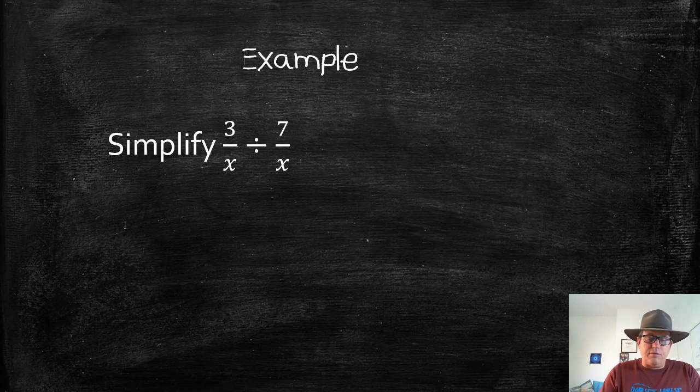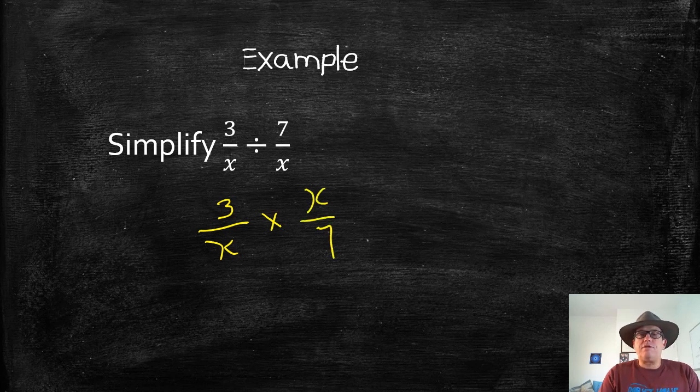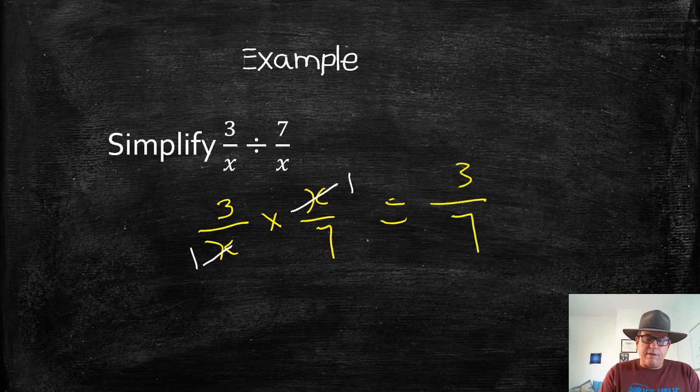Okay, another example. Again, rewrite it. So this is 3 over x times x over 7. Now, before I multiply, is there anything I can cancel? Are there any common factors in the numerator and denominator? And there are. I have an x in the denominator and x in the numerator. x divided by x is simply 1. So now I multiply, I'm going to have 3 in the numerator. 3 times 1 is 3, and in the denominator, 1 times 7 is 7. That's my simplified answer.